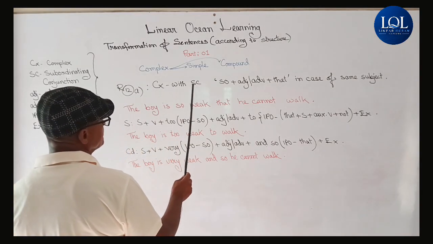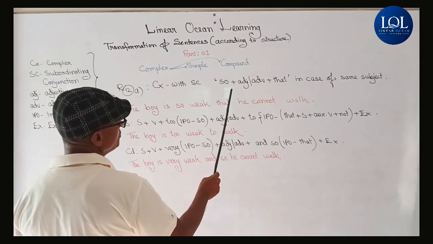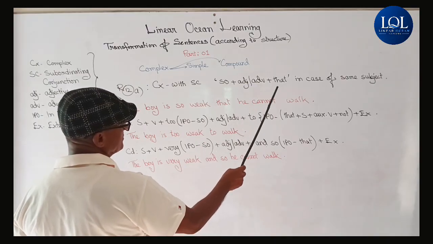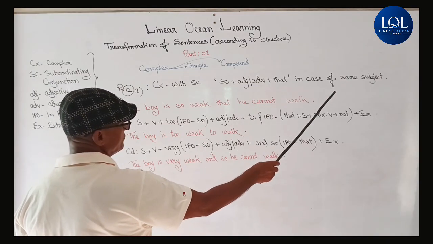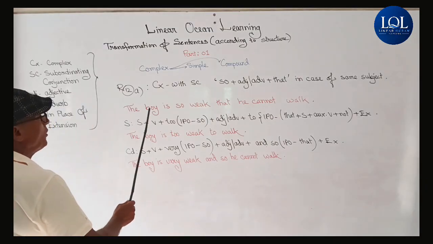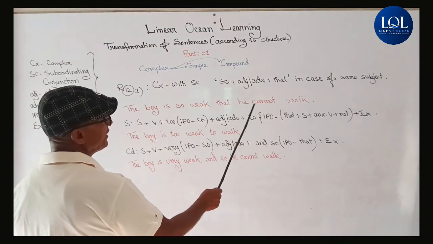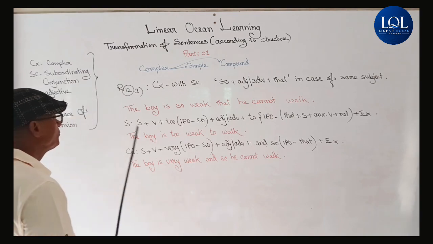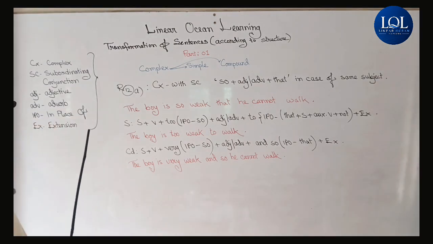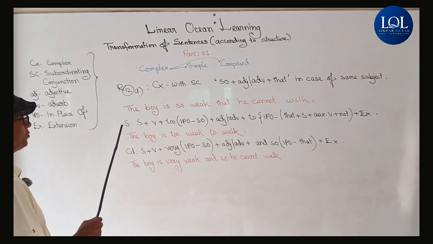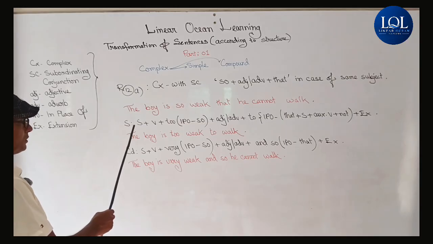Complex sentence with subordinating conjunction so plus adjective or adverb plus that in case of same subject. Example: the boy is so weak that he cannot walk. If we want to put it into a simple sentence, then we have to follow this structure.